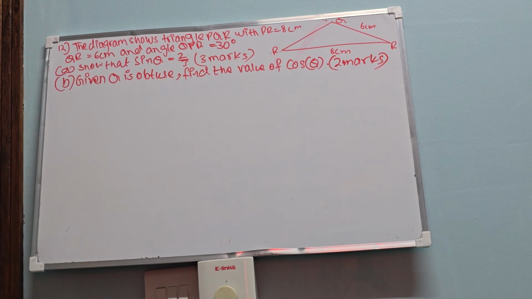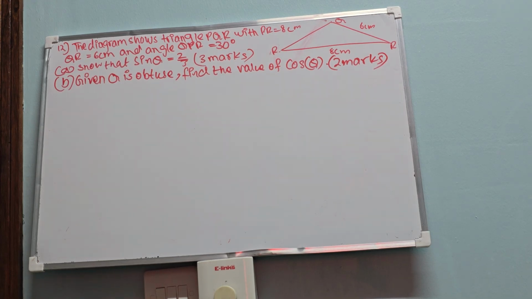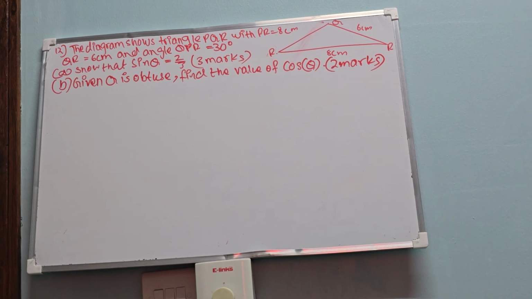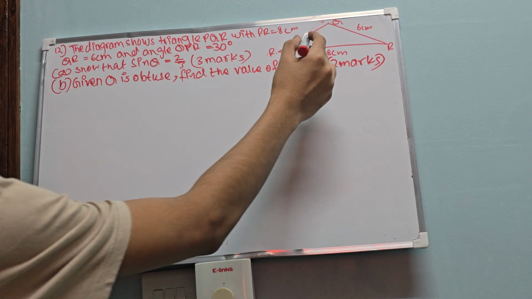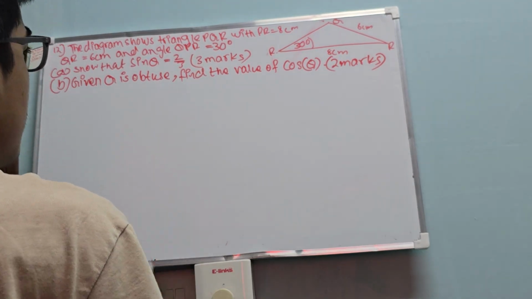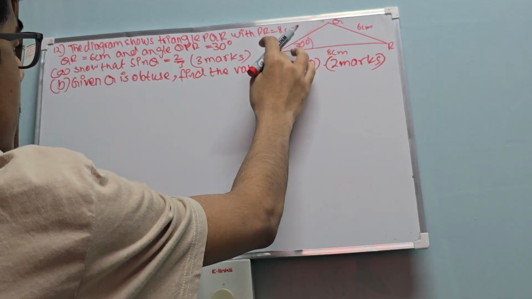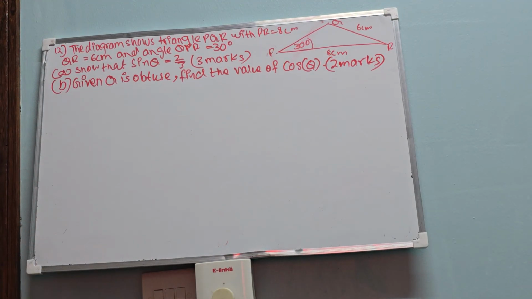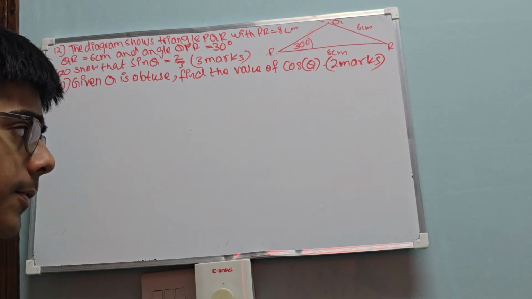Alright, so here's an exam style question. The diagram shows the triangle PQR where PR is equal to 8 centimeters, QR is equal to 6 centimeters and angle QPR is 30 degrees. Okay, so this is 30 degrees, angle QPR. Show that sine Q is equal to 2 over 3 for 3 marks. Given that Q is obtuse, find the value of cos theta.